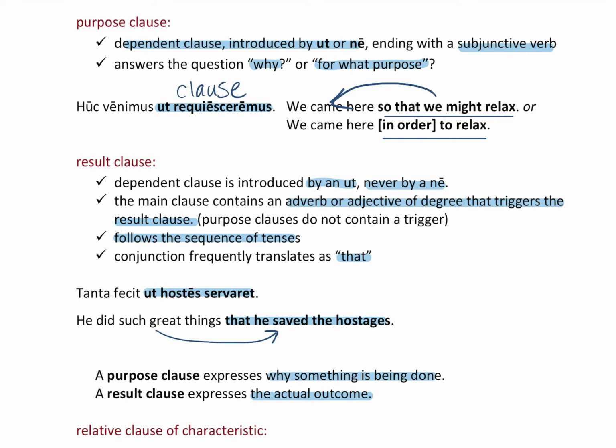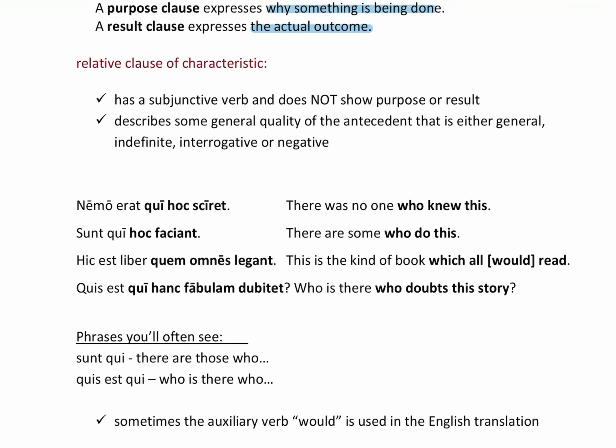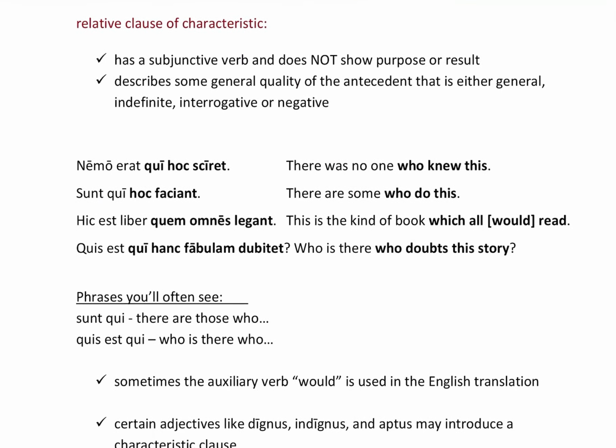All right, what we're going to talk about today, though, is the relative clause of characteristic. So when the relative clause has a subjunctive verb and does not show purpose or result, it's called a relative clause of characteristic. And this clause describes some general quality of the antecedent. It's not really specific. It's general, indefinite, interrogative, or negative. But the most important thing to know is it's a general quality of the antecedent. Let's take a look at a couple of these.